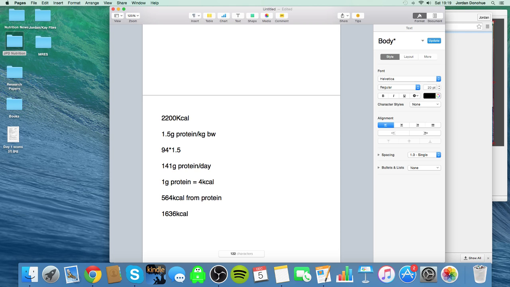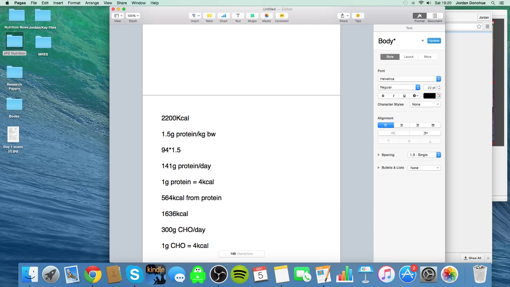So, let's decide that we want 300 grams of carbohydrates per day. Okay? Now, very, very simple. Follow the same process you followed for protein. So, how many calories are in 1 gram of carbohydrate? 1 gram of carbohydrate equals 4 calories, same as protein.